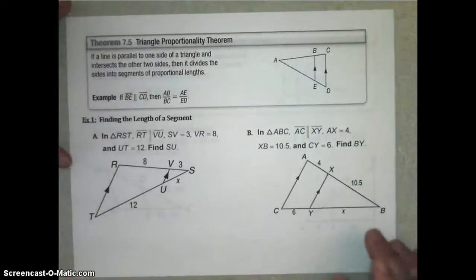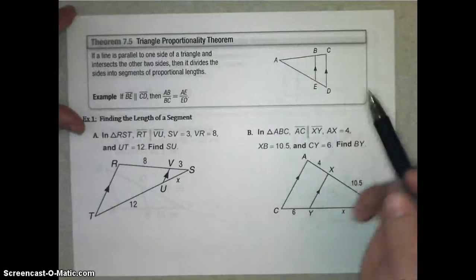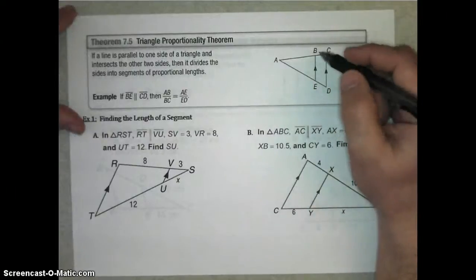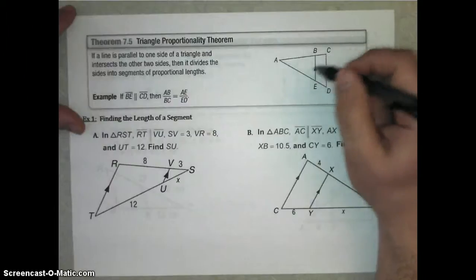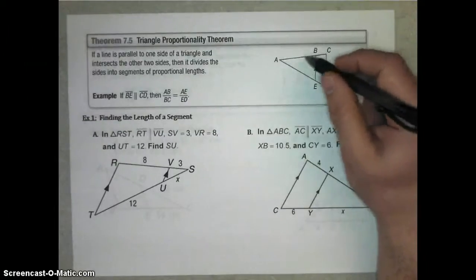Here's our first theorem. It's called the triangle proportionality theorem. Alright, if a line is parallel to one side of the triangle and it intersects the other two sides, then it divides these other two sides proportionally, or divides them into proportional lengths.